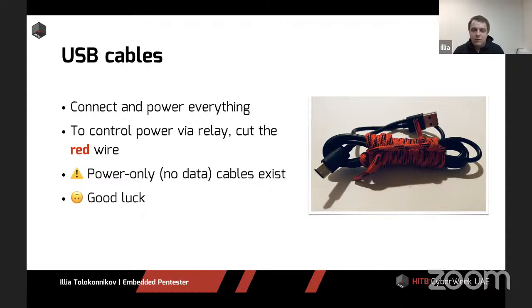So we connect and power everything with them. Our devices are powered over USB, our Raspberries are powered over USB, some adapters and stuff like that. You can control your USB powered devices through the relay with these cables. Just remove the insulation, cut the red wire inside, route it through the relay, and you have the same type of control that you might have for wall socket powered devices through the relay.